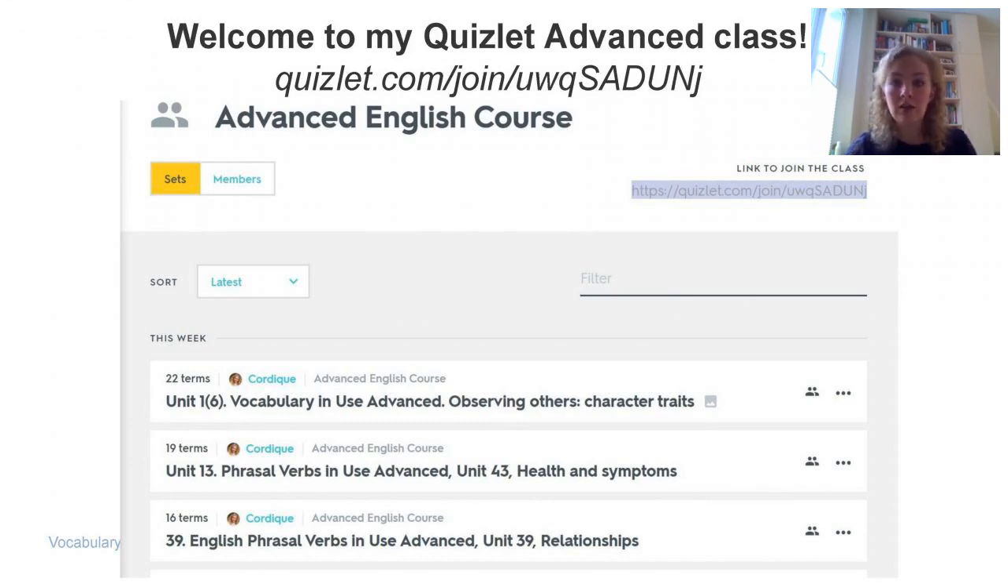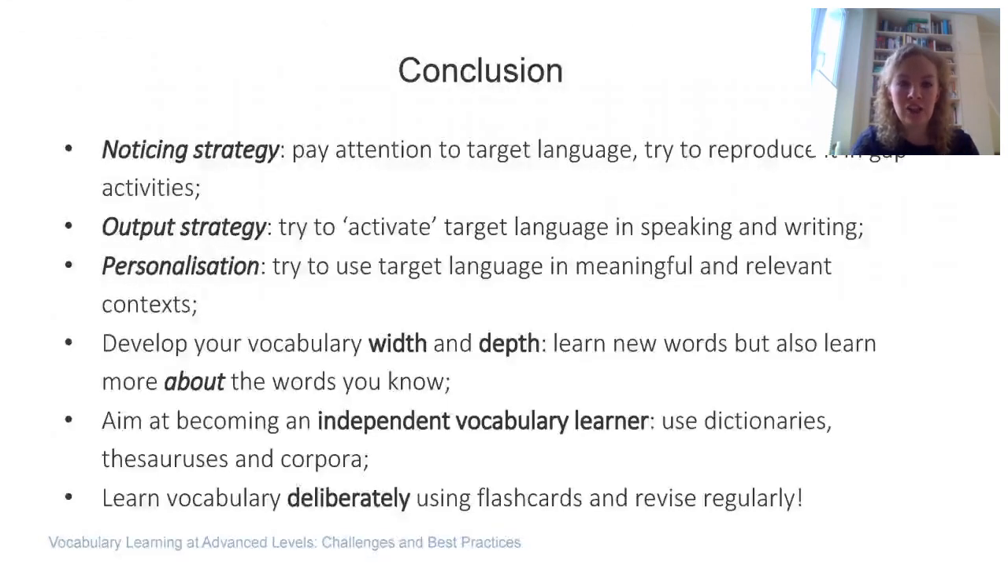Right, and conclusion. Finally, we are reaching the end. So, noticing strategy. Pay attention to target language. Try to reproduce it in gap activities. Output strategy. Try to activate target language in speaking and writing. Personalization activities. Try to use target language in meaningful and relevant contexts for your students. Then, develop your vocabulary width and depth both.